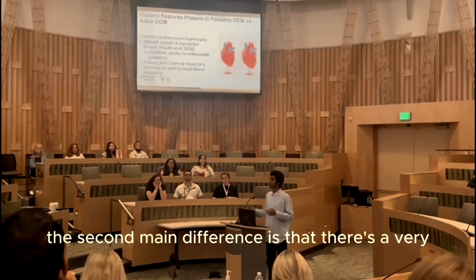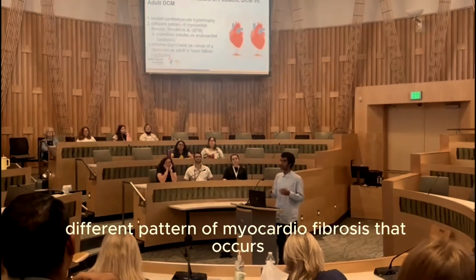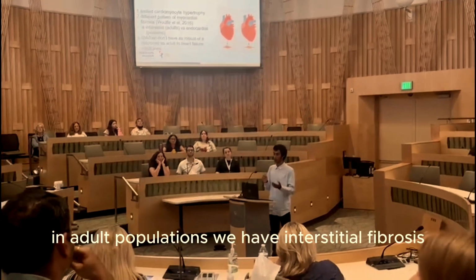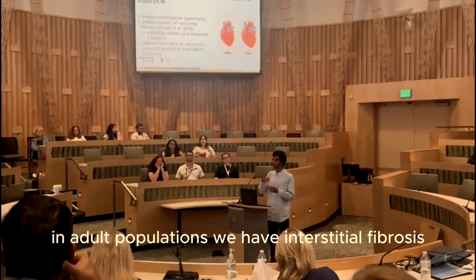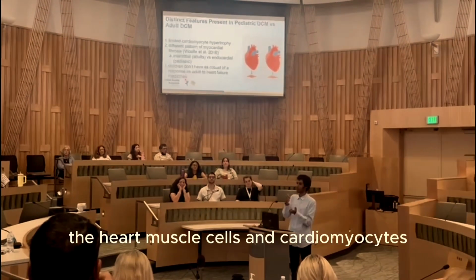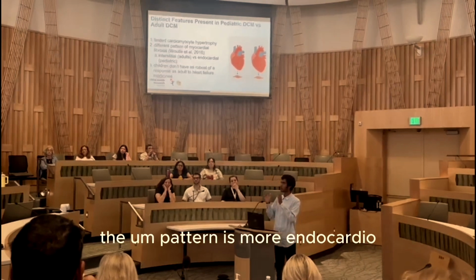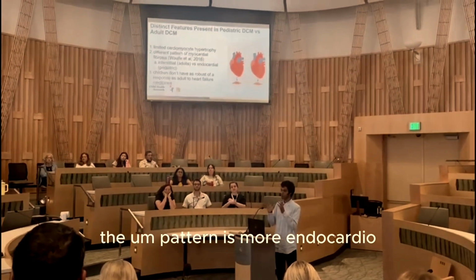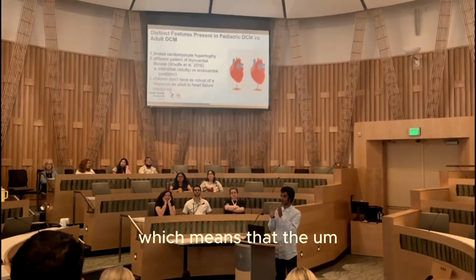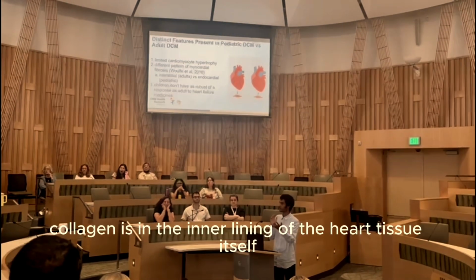The second main difference is that there's a very different pattern of myocardial fibrosis. In adult populations, we have interstitial fibrosis, which means that the collagen is woven in between the heart muscle cells or cardiomyocytes, while in the pediatric population, the pattern is more endocardial, which means that the collagen is in the inner lining of the heart chambers itself.